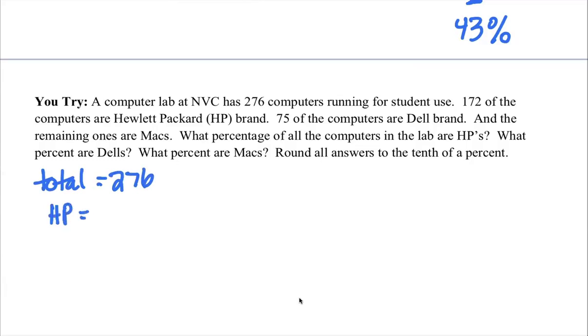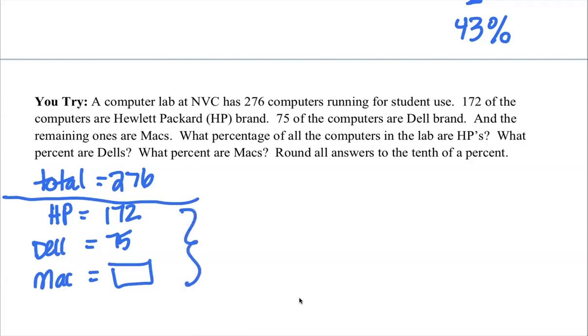Hewlett Packards. So these are just different name brands of computers. We have 172 of those. We have 75 Dells. And we have Macs, and we don't know how many that is. But we know that when we add these three numbers up, we should be getting 276. So I'm going to say 276 minus 172 minus 75, and whatever's left there is the number that are Macs. Okay, so we have all of our parts and we have the total. We're going to start making the percentages. I'm going to switch color to emphasize we're going for the percents.